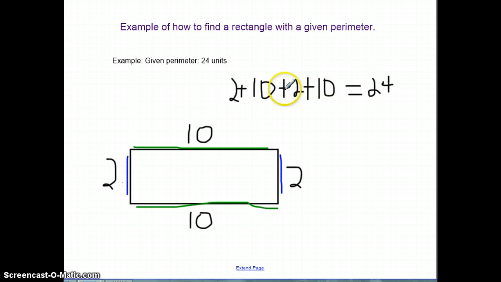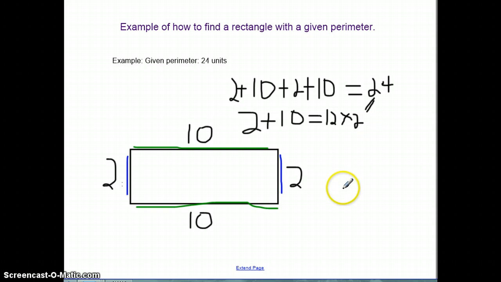Now, what do you notice about this? You have, I'd say, 2 sets of adding. So would it make sense if I just did this? If I did 2 plus 10, you got those and you got 12. And then you just multiply the 12 by 2. Do you think we can do that? Get the same answer? Yeah, of course we can.